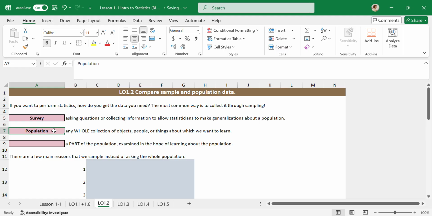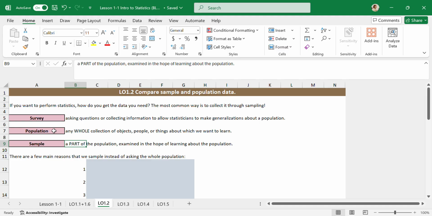The population is whoever you want to learn about. It could even be any person in the whole world. And then the global population would be who you want to learn about. So it really depends on your question or what information you want to collect. When we use the word sample, a sample is a part of that population that we examine in hopes of learning about the whole population.